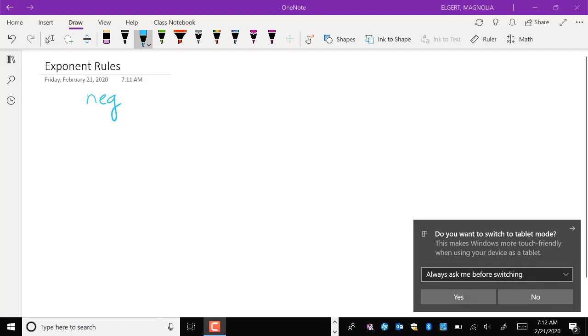All right, so we're going to look at exponent rules. The first rule we're going to look at is negative exponents.